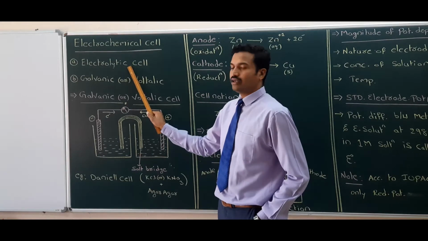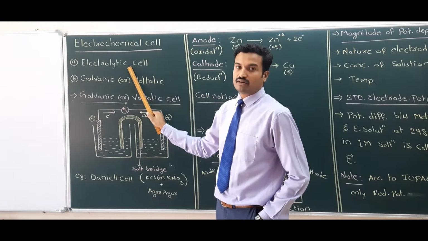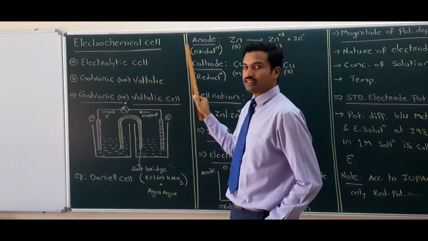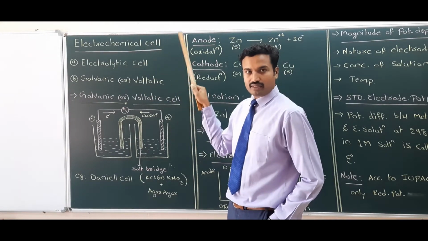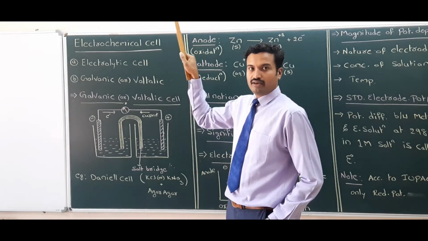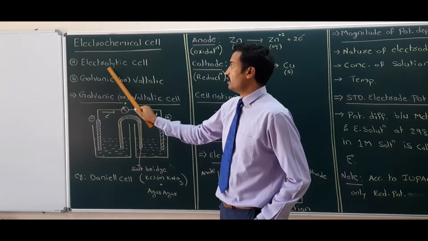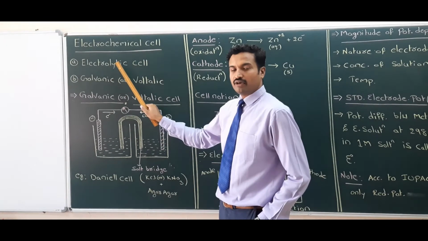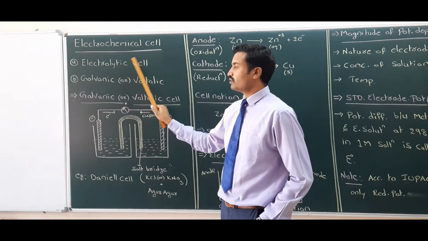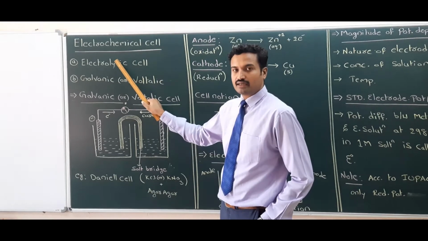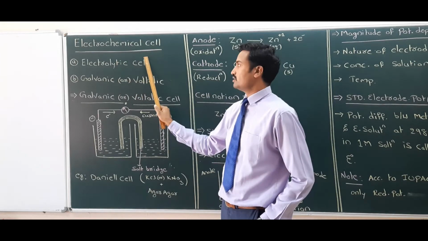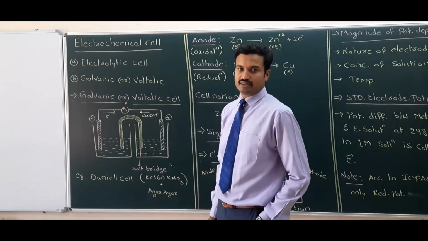We know about the electrolytic cell. It is electrolysis. Here an electrolytic chamber will be there, with anode and cathode connected to the battery. When we pass the electric current, a chemical reaction will take place. So in the electrolytic cell, electrical energy is converted into chemical energy. That means electrical energy is utilized for chemical change. So this is about the electrolytic cell.